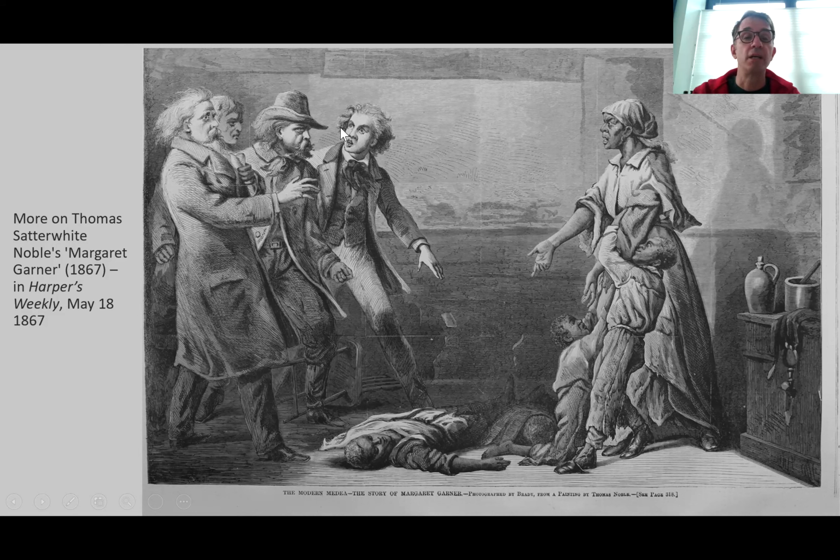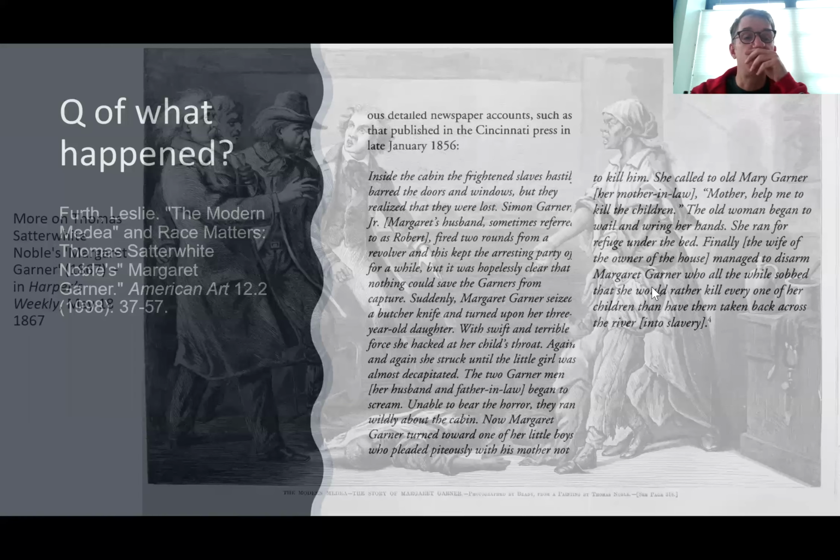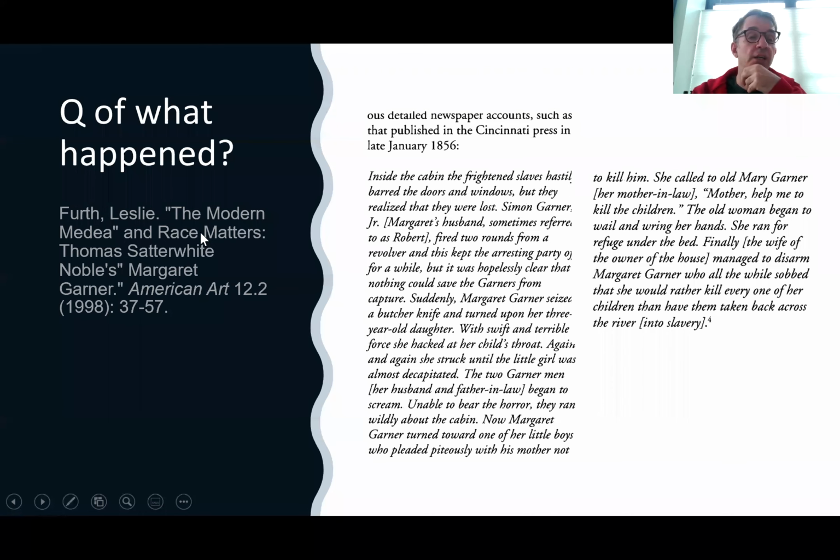We have this man looking in horror, their eyes meeting each other here, this man looking panicked and holding a piece of paper, which is perhaps the writ of arrest or perhaps even the Fugitive Slave Law. It is certainly a piece of writing that is authorizing them to enter this and to try to recapture her. So that is the work that is in Harper's Weekly. Then we have some discussion here from Leslie First, The Modern Medea and Race Matters, Thomas Satterwhite Noble's Margaret Garner. It's a very good article from 1998 about that particular painting.